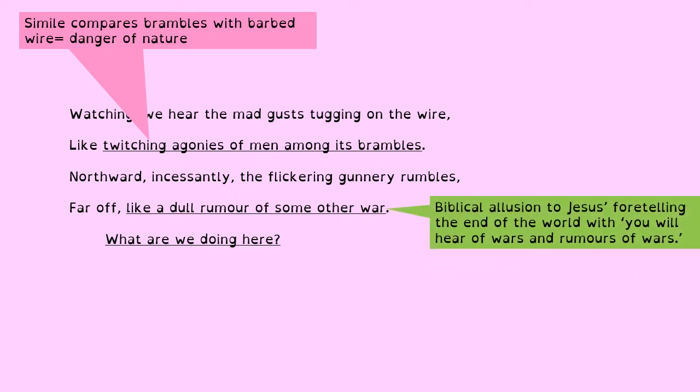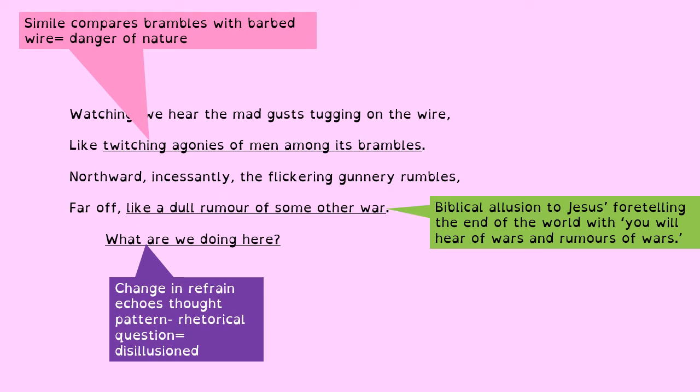The biblical allusion here, when it talks about the flickering gunnery rumbles far off like a dull rumour of some other war, is a biblical allusion to Jesus' foretelling of the end of the world when he said, "You will hear of wars and rumours of wars." And perhaps Owen is using this to suggest that that's how he feels. He feels like it's the end of the world. Even though they can only hear rumours of wars and they can only hear things in the distance, there's an inevitability that this is going to end the world.